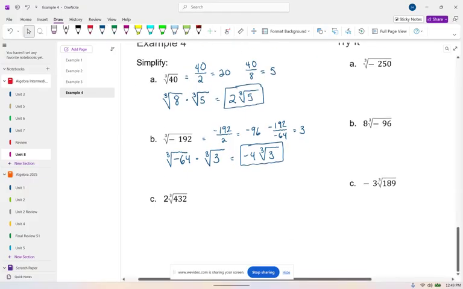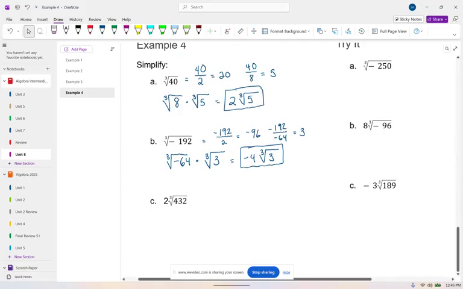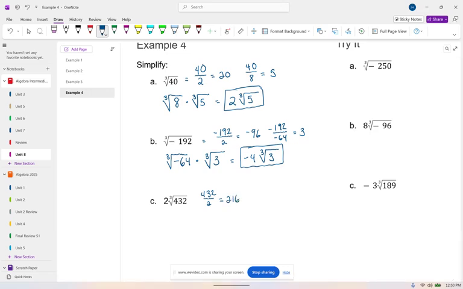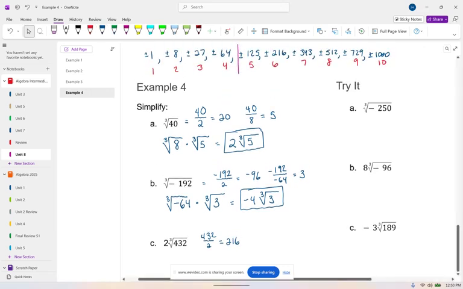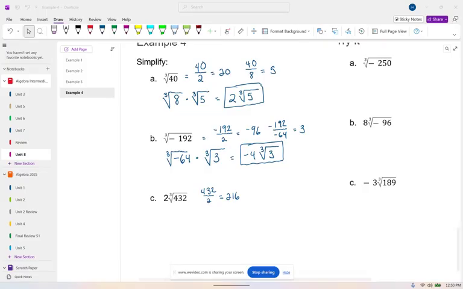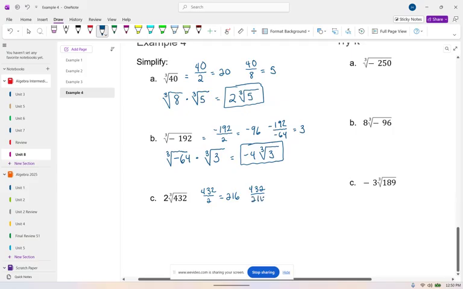All right, and then on to the last one, 432. Again, I've got a coefficient, so 2 cube root of 432. I'll start with that 432 divided by 2 equals 216. When I look at the 216, I'm going to start at less than or equal to 216, but I see 216 is on my list. So that means 432 divided by 216 is equal to 2.